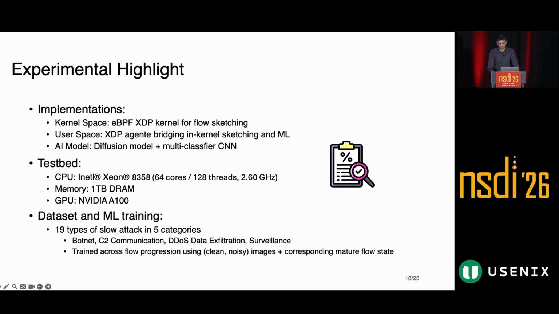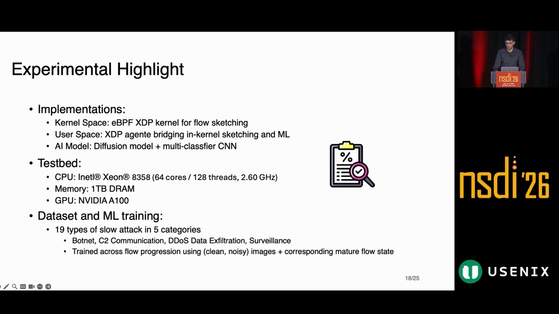Now, I'll move to the experimental result. We have developed a prototype of SketchVision with 3 main components. We have a vision-based behavioral sketching model implemented in eBPF kernel. We have a user space program called XDP agent, and it bridges the in-kernel sketching with the user space AI pipeline. Our diffusion model is based on conditional UNet using the OpenAI code base, and we are using a multi-class CNN.